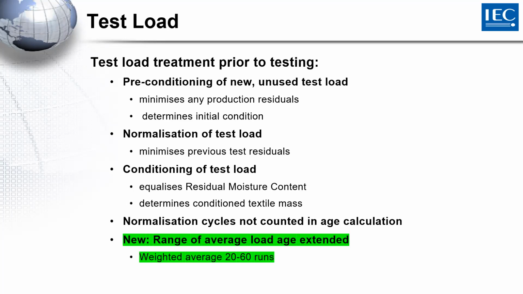Conditioning the test load equalizes the residual moisture content and determines the conditioned textile mass. We don't count the normalization cycles in the age calculation now, and new is the range of average load ages extended. The weighted average now 20 to 60 runs. Next, please.